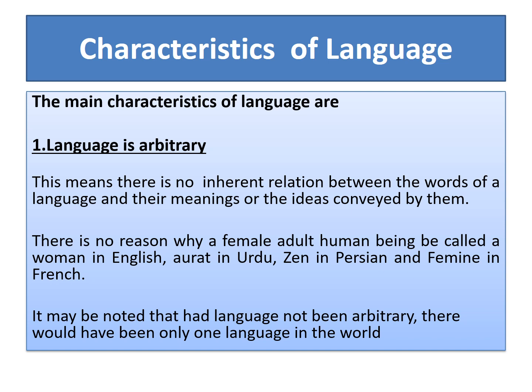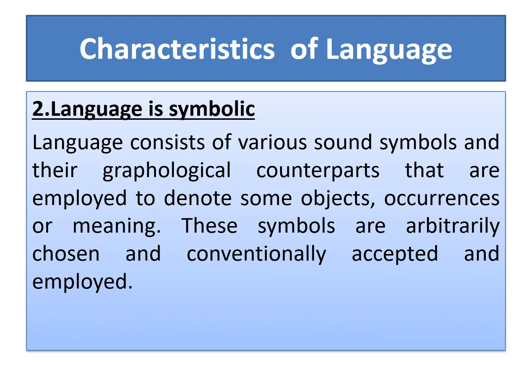So if language had not been arbitrary, then there would have been only one language in the world. Now, language is symbolic, which means that it consists of various sounds, symbols, and their graphological counterparts. Graphological means the alphabet, that are employed to denote some objects, occurrences, or meaning. These symbols are arbitrarily chosen and conventionally accepted and employed.